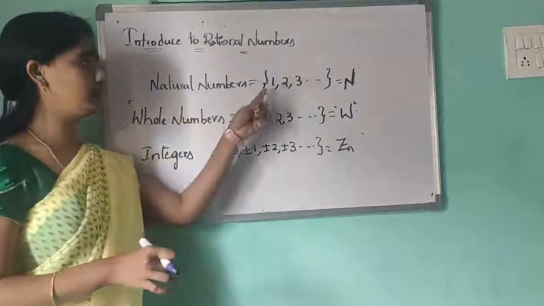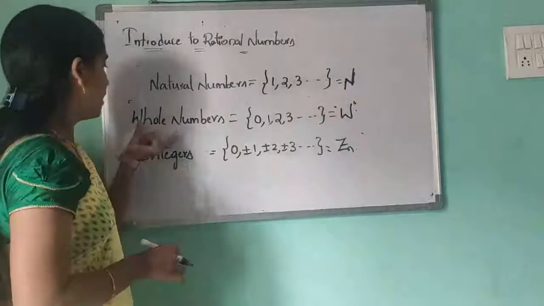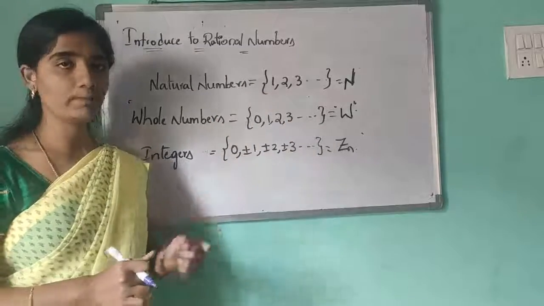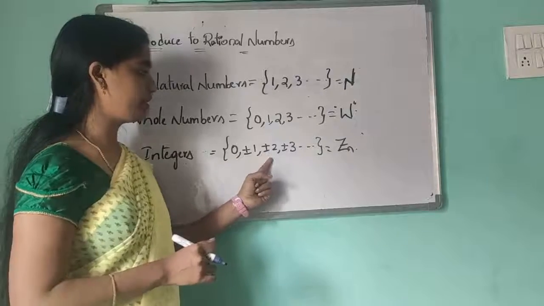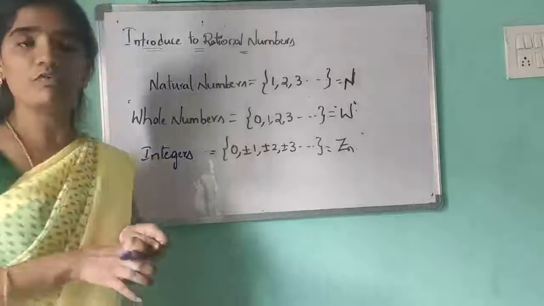The collection of numbers is called natural numbers. Including 0, the collection of numbers is said to be whole numbers. Integers are represented as 0, plus or minus 1, plus or minus 2, plus or minus 3, and so on, represented as Z.